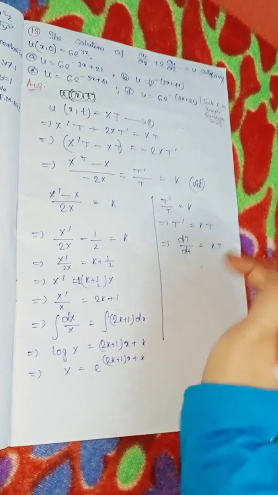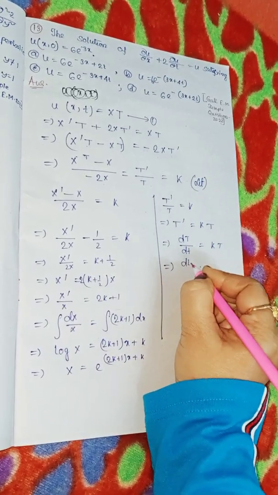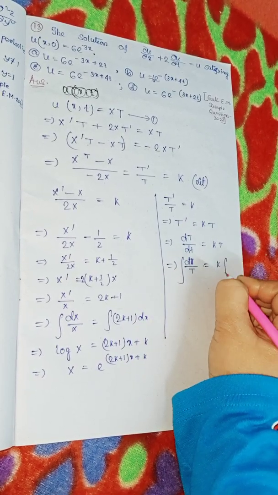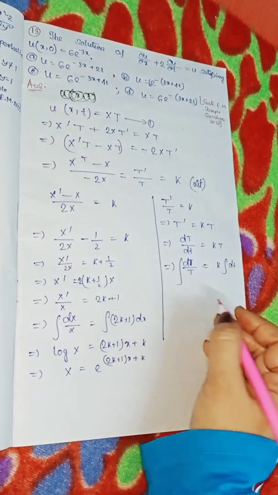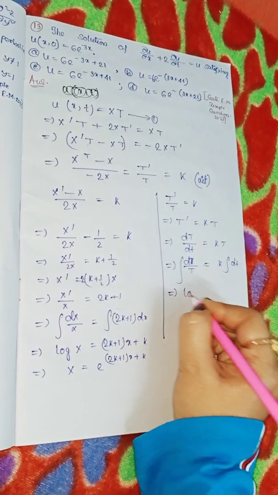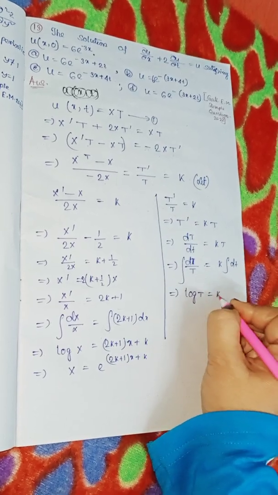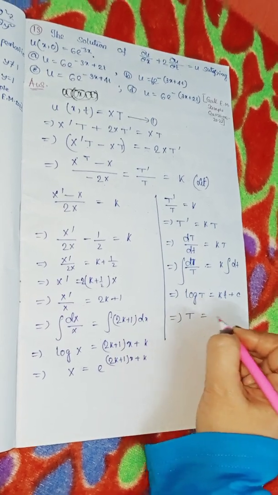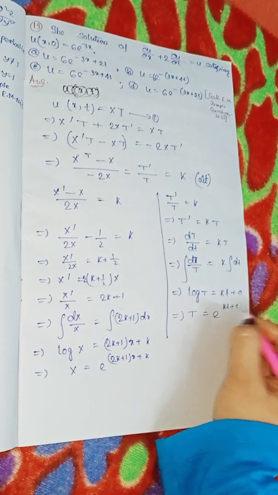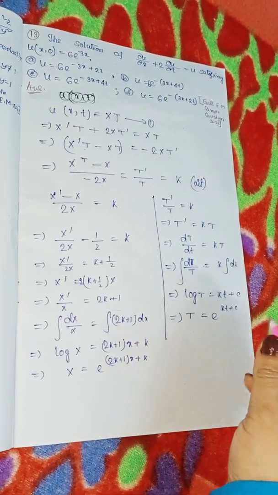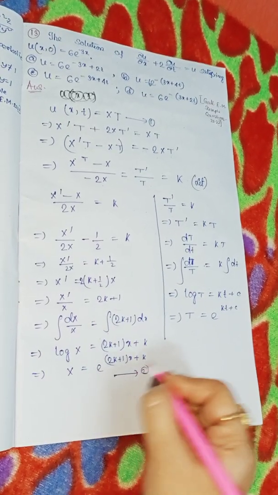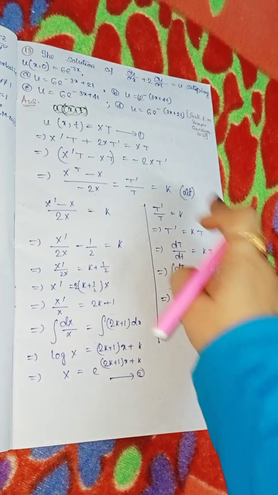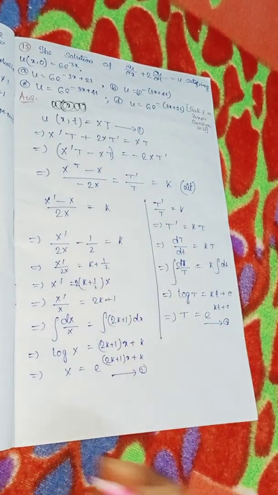Now side change and integrating. So dT by T integration, k integration dt. Okay. So now this one becomes log of T, and it is kt plus an integrating constant c. So T is equals to e to the power kt plus c. So this one is equation 2 and this one equation 3. Okay. So operating now 1, 2 and 3 together.